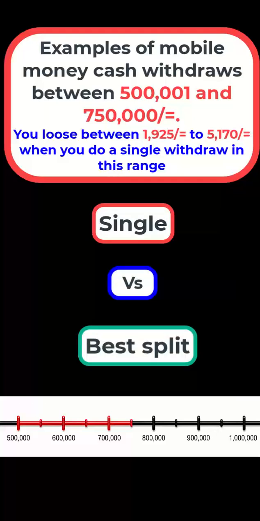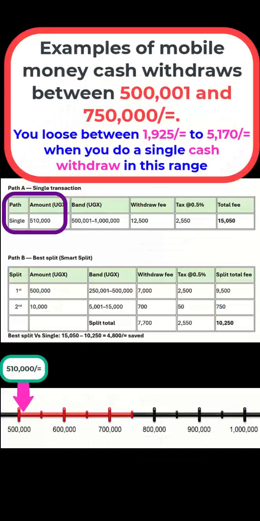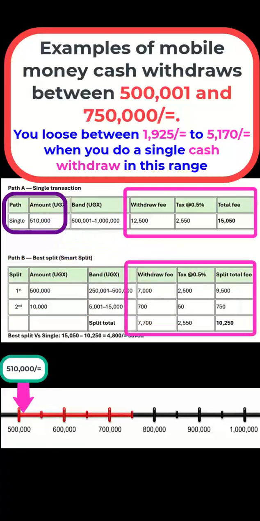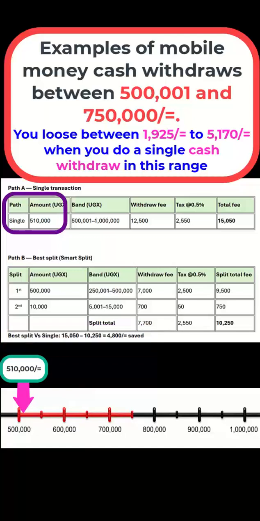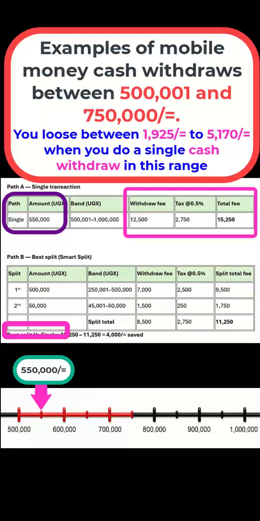Feel free to pause the video at any point and double-check the maths using your calculator or even an Excel spreadsheet. Let's start with 510,000 shillings. As you can see in the table, withdrawing once costs 15,050 shillings. But when you split it into 500,000 and 10,000 shillings, it only costs 10,250, saving you 4,800 shillings. Now, let's try 550,000 shillings. A single withdrawal costs 15,250 shillings. But when you split it, it saves you 4,000 shillings.